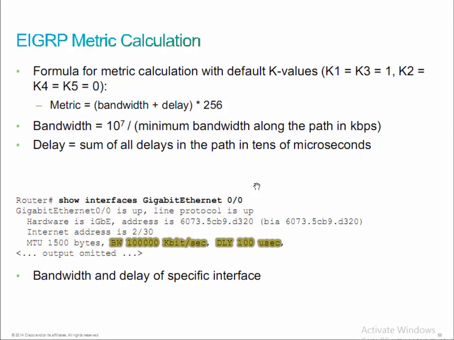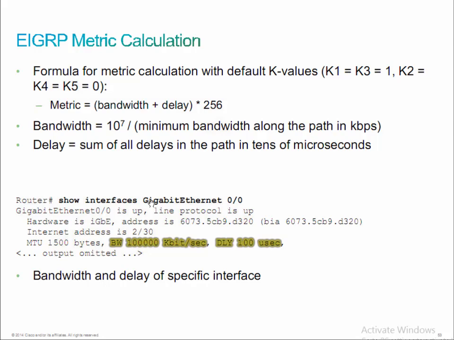But we talked about the bandwidth is 10 to the power of 7 divided by the minimum bandwidth along the path in kilobits per second. And again, no floating point math there. If you get some sort of remainder from this calculation, you need to drop that remainder. And the delay is the sum of all the delays in the path in tens of microseconds.